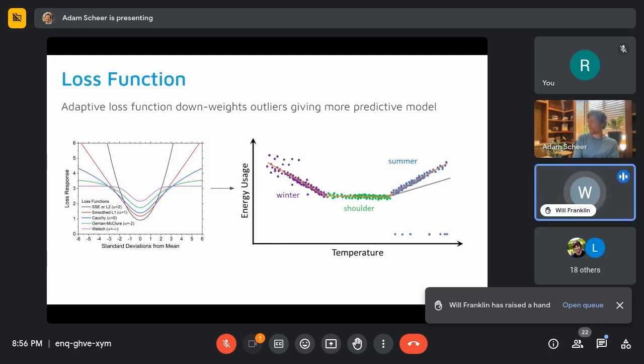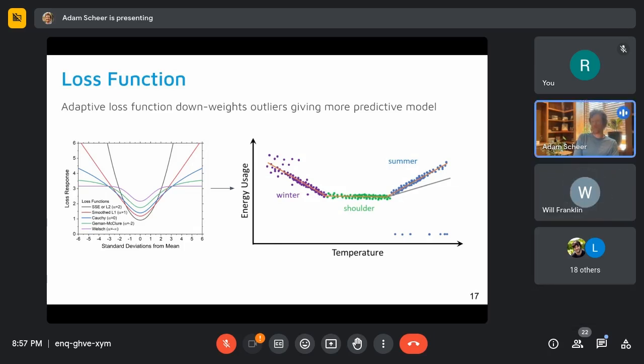Yeah, I was just curious about, did I miss it? Did you say which loss function you ended up using at the end of the day? Yeah, Travis, which of these functions here, or is it some mix of these?